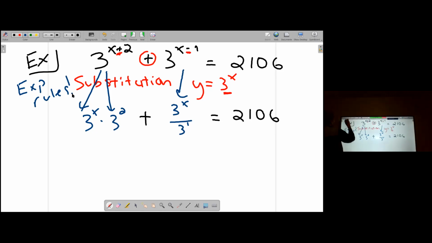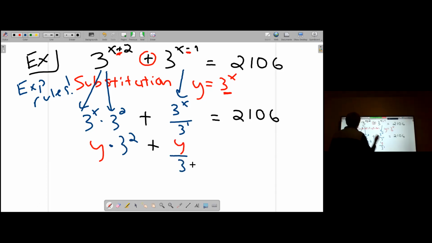Now I can use that substitution. So now I can replace the 3x with y like this. This is going to be y times 3 squared plus y over 3 to the 1 is equal to 2106. And there you go. That is how the substitution works. And I mean, we're not done yet.